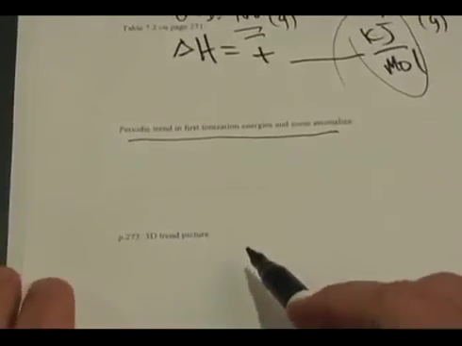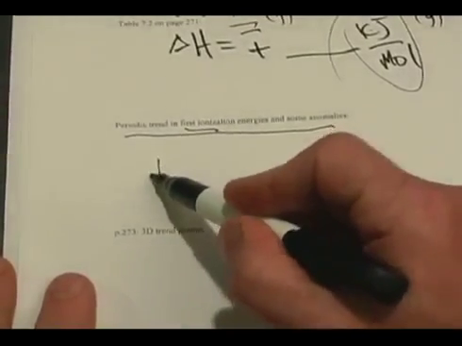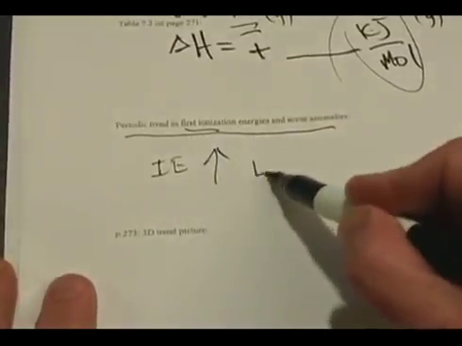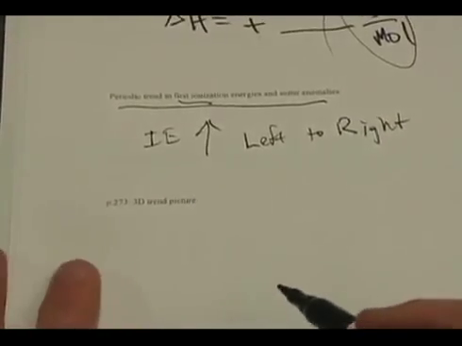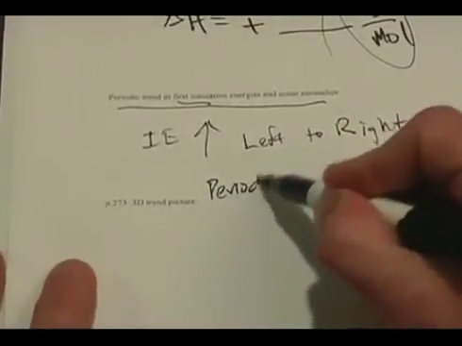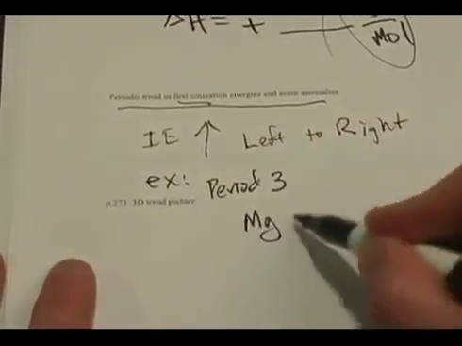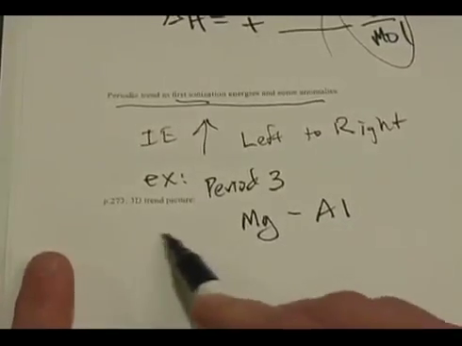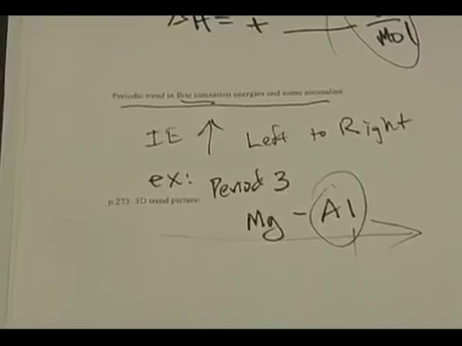So, answering a couple questions on here. Periodic trend for first ionization energy and some anomalies. Generally, for first ionization energies, ionization energy increases from left to right across the periodic table. There are a few anomalies, for example in period 3 between magnesium and aluminum. You generally say that it increases from left to right, but aluminum actually has a lower ionization energy than magnesium.